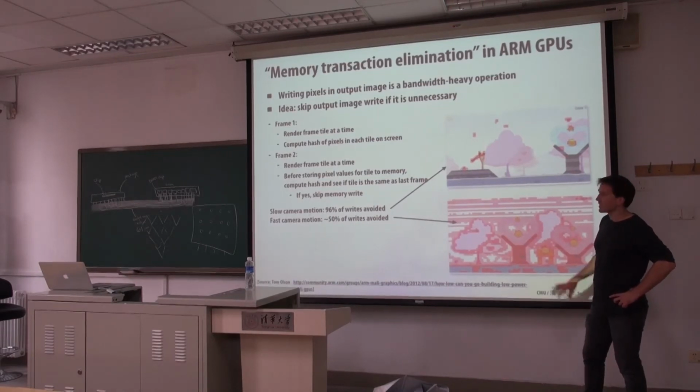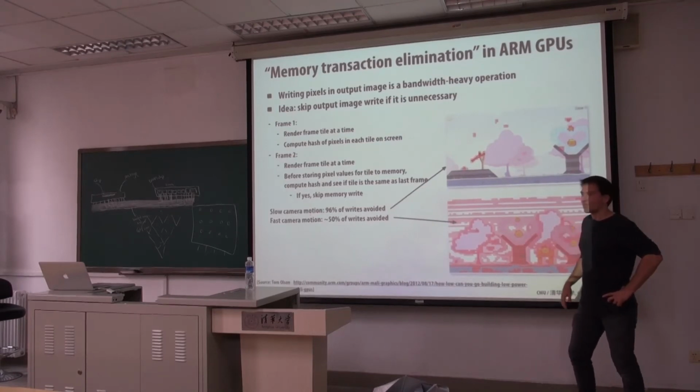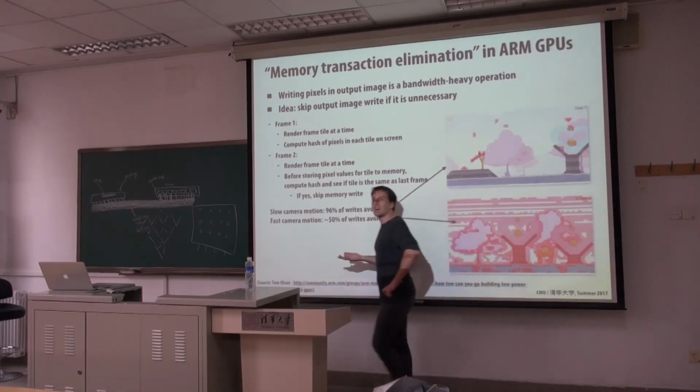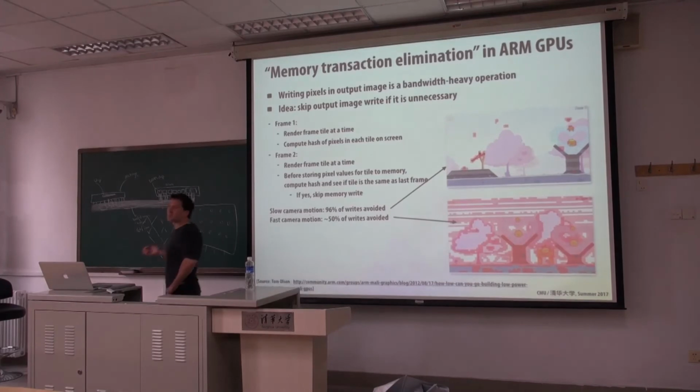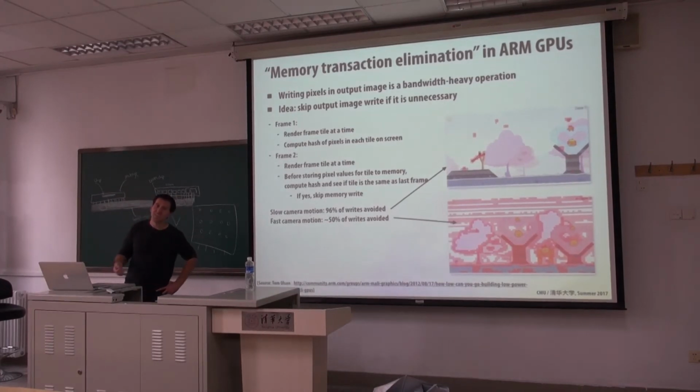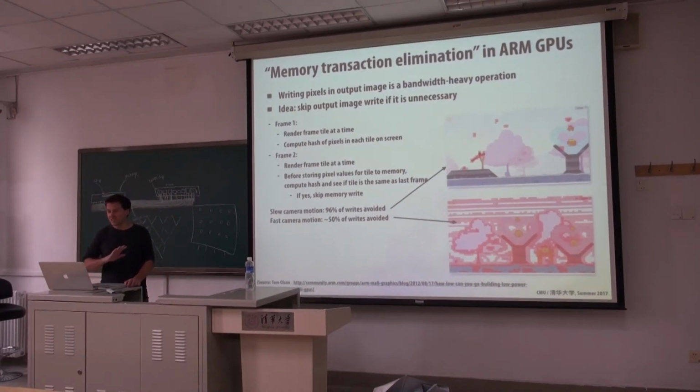So this was a technology that they considered for their GPUs, which was to say, remember what the value in memory is, detect when you are storing the same value, and if you're storing the same value, just skip the memory write altogether. Just give up on it to save the energy. This was all about saving memory bandwidth.